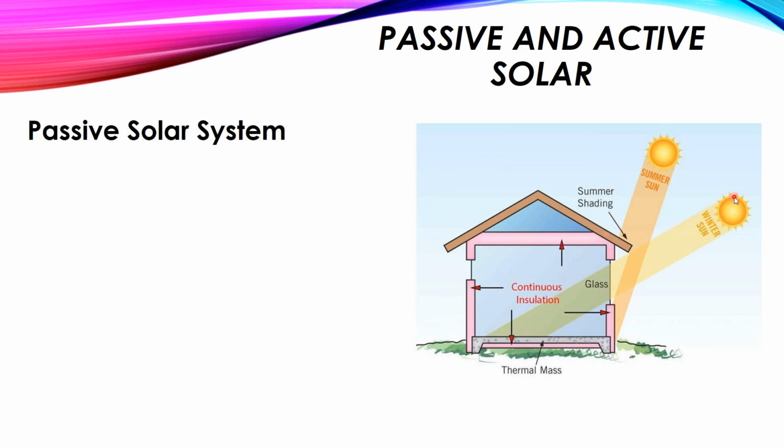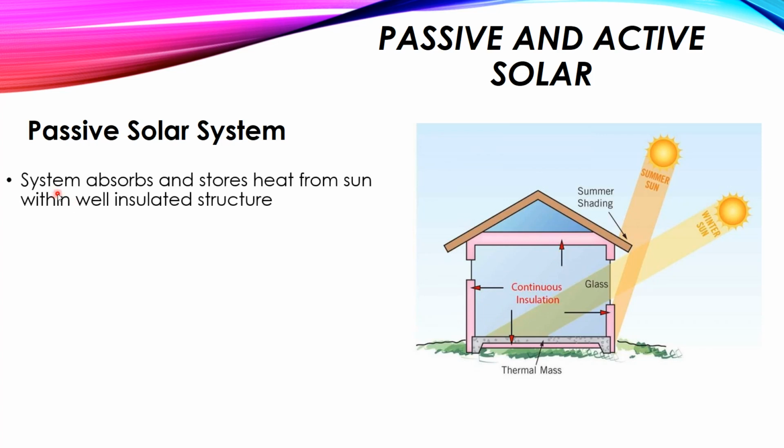Now the heat energy from the sun passes through the glass and is contained inside our home. We have different insulation layers in order to prevent the heat energy from going outside. So we pass the sun rays inside the house and prevent them from going outside. The system absorbs and stores heat energy from the sun within a well-insulated structure.